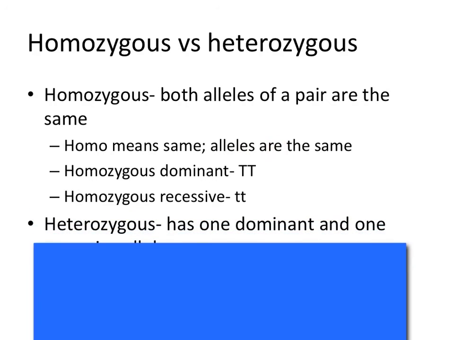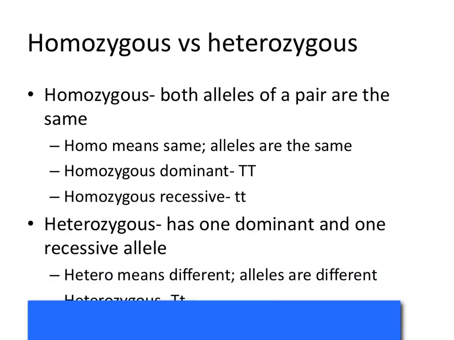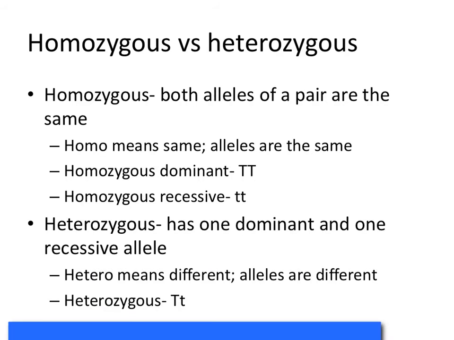And then your other option is heterozygous. Remember, hetero means different. And so now you have 1 dominant allele and 1 recessive allele. So hetero means different, alleles are different. So heterozygous would be like a big T and a little t. So you have different letters, one's big, one's small. That's heterozygous. Really, really important terms. We're going to use these a lot.